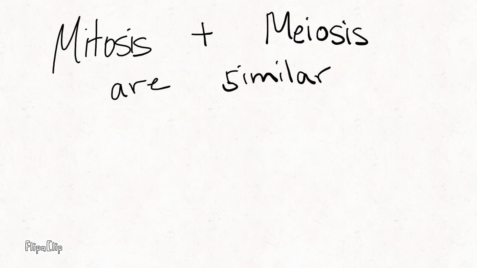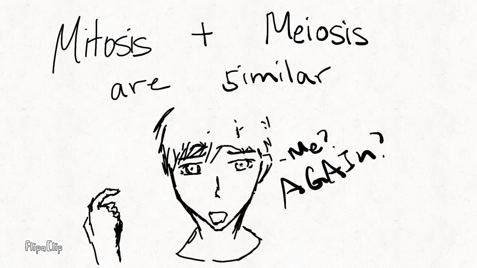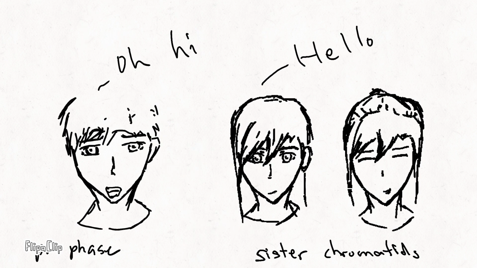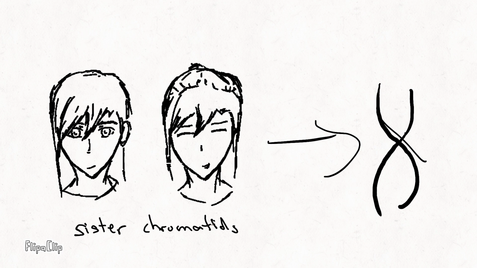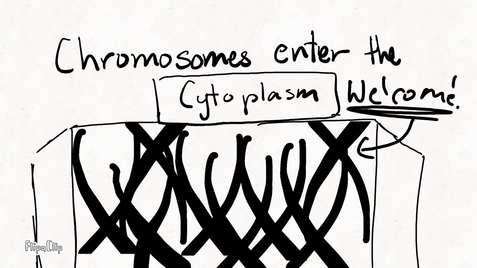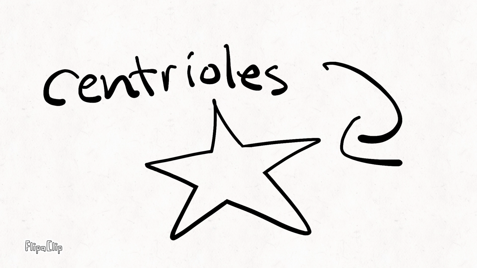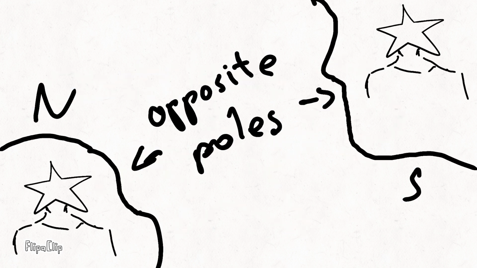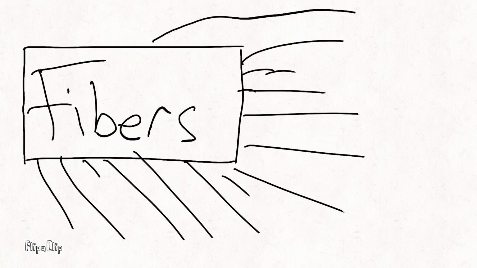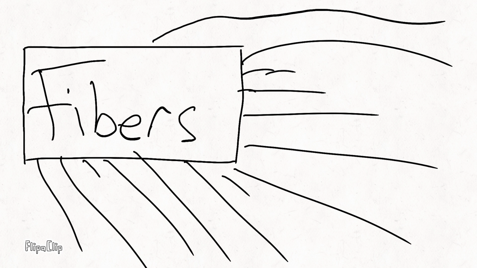Secondly, mitosis and meiosis are similar in terms of prophase. In both of the prophases, sister chromatids are formed like an X near the middle of the cell. Chromosomes enter the cytoplasm, and the centrioles, which are star-shaped, move to opposite poles of the cell and start to form spindle fibers. The spindle fibers will slowly form a spindle.